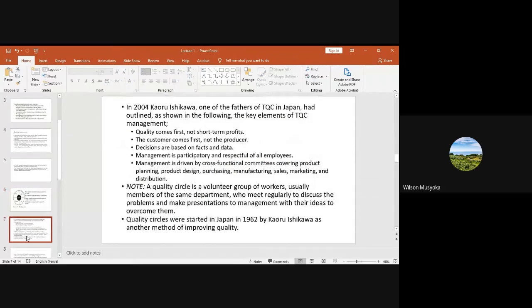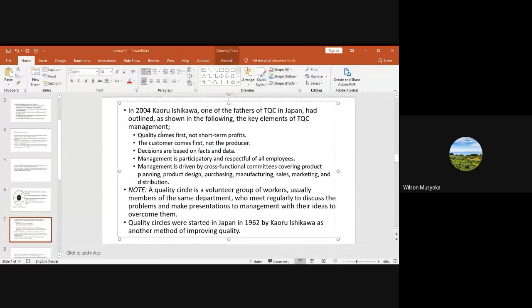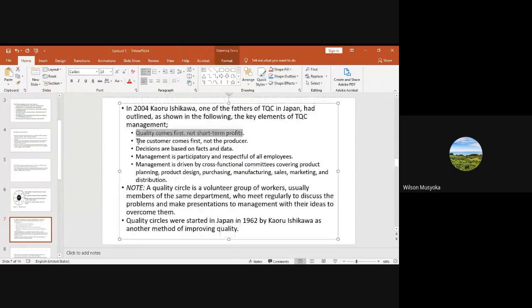In 2004, Kaoru Ishikawa, who is one of the fathers of total quality control in Japan, outlined the following key elements which are normally used in quality control. One is that quality comes first and it is not for short-term profit. Number two is that the customer comes first and not the producer. Number three is that decisions are based on facts and data. Number four, management is participatory and respectful of all employees. And we will see how this affects the whole thing.